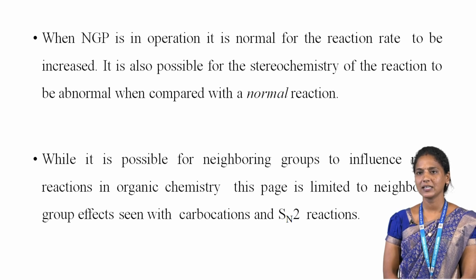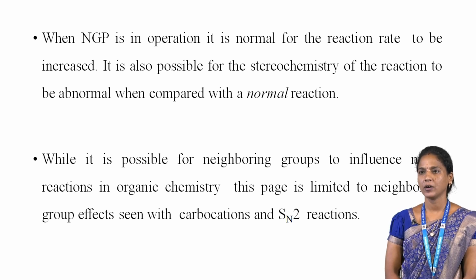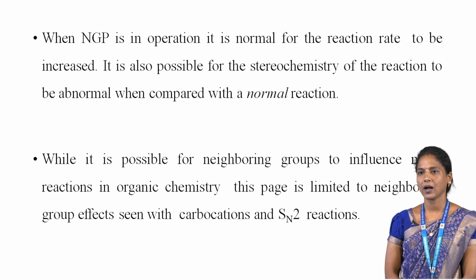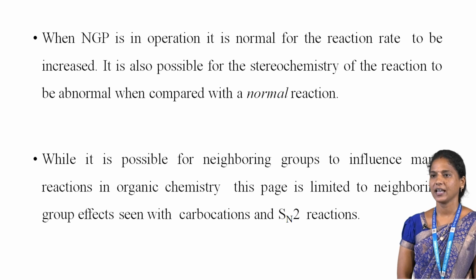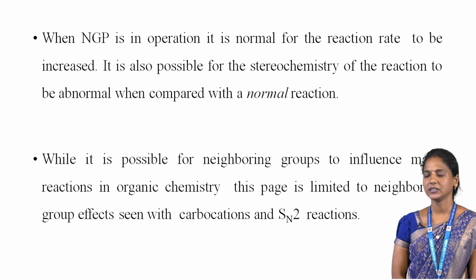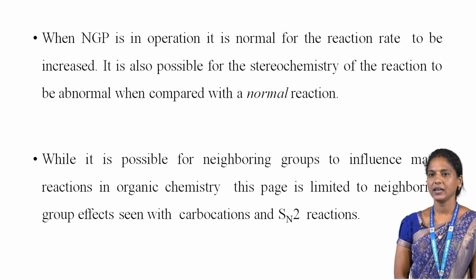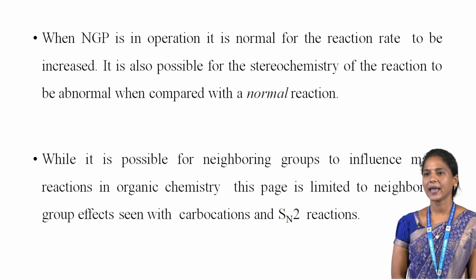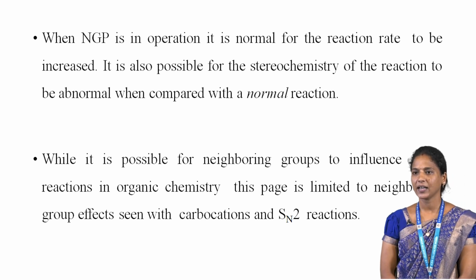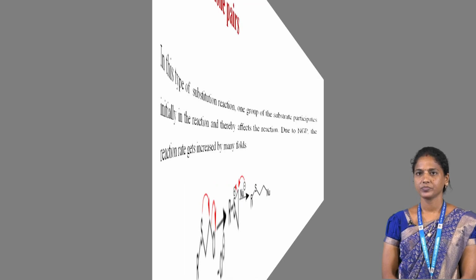such as 1,3-cyclohexadiene with maleic anhydride normally gives the endo isomer because of a secondary effect, the overlap of a carbonyl group and the diene pi orbitals in the transition state of the Diels-Alder reaction. This page is limited to neighboring group effects in carbocation and SN2 reactions.